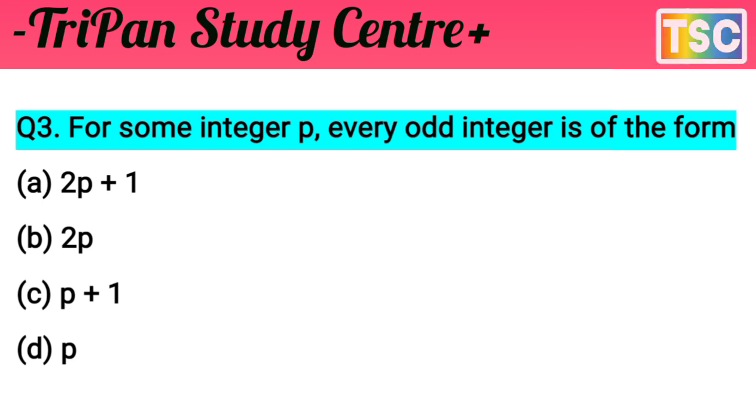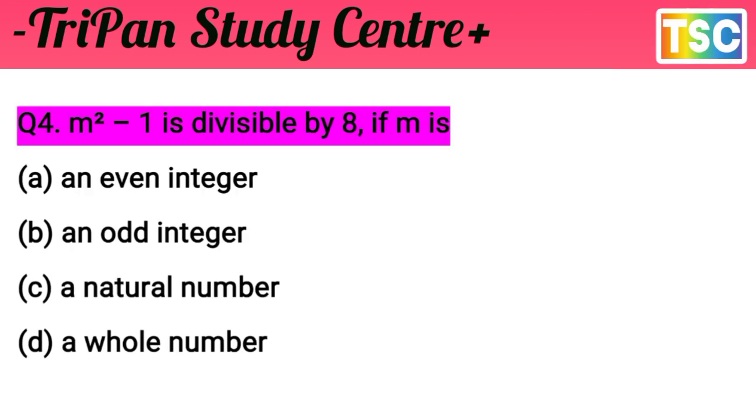Let's see the next question. The next question is important here. The question is clear: m square minus 1 is divisible by 8 if m is A an even integer, B an odd integer, C a natural number, D a whole number.